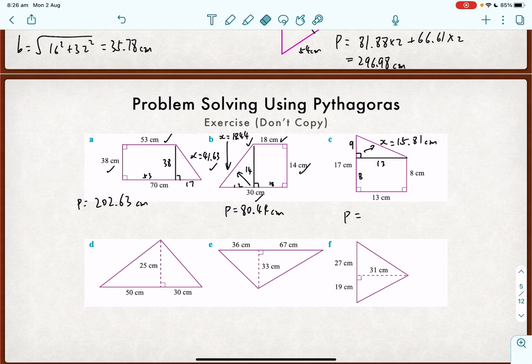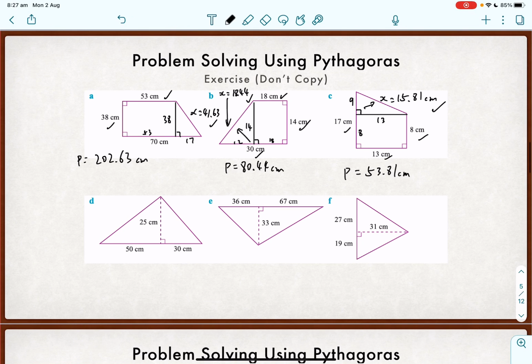So perimeter would be 15.81 plus 8 plus 13 plus 17. So 53.81. Okay, give yourself a tick if you got it right.